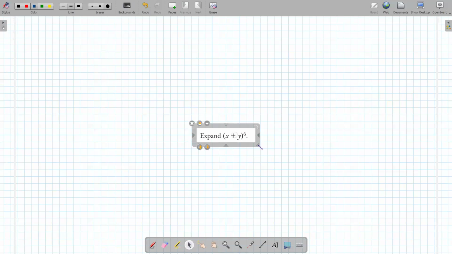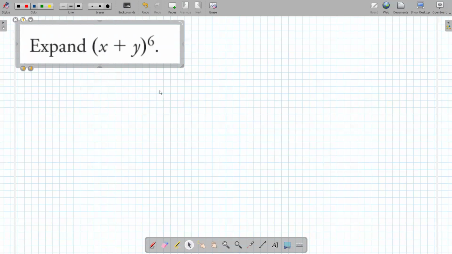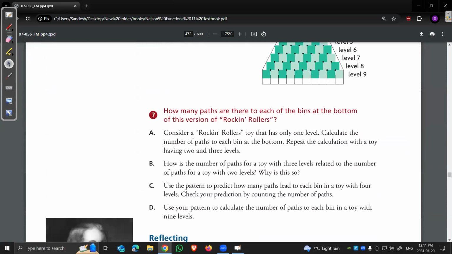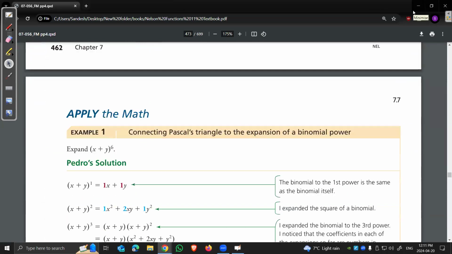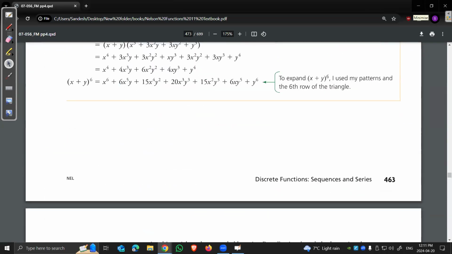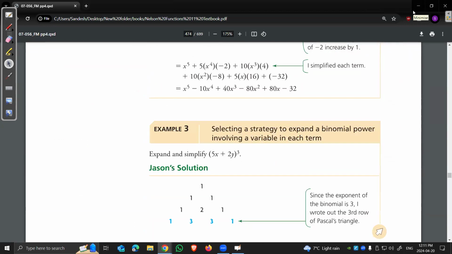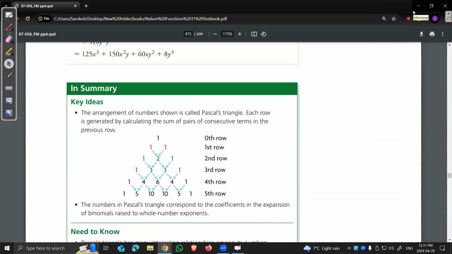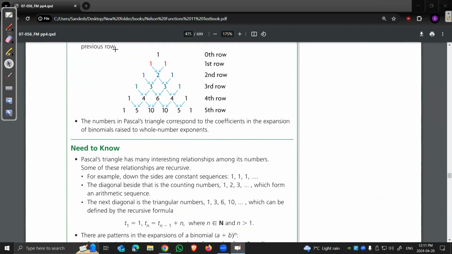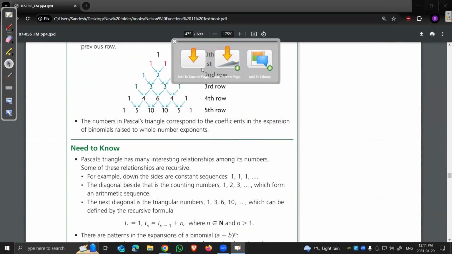Now we have power 6. We're going to use the triangle they've given us. They've given us the triangles. They've given us up to power 5. We'll just build from this.